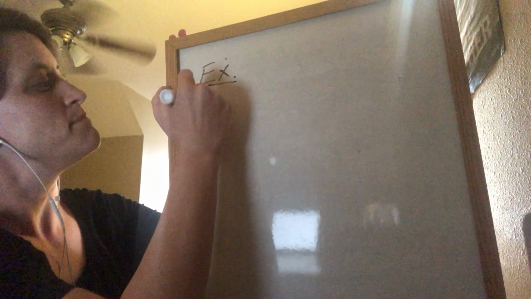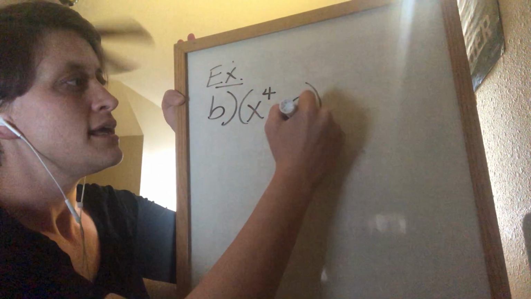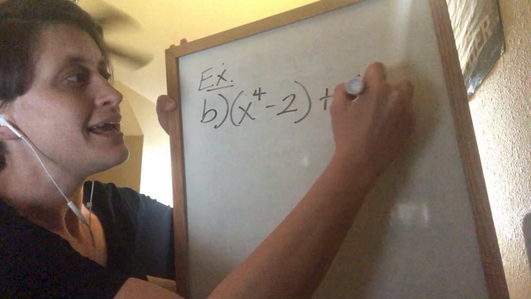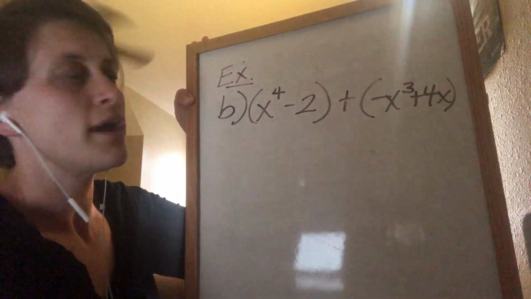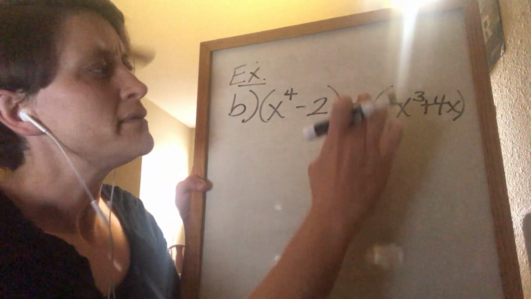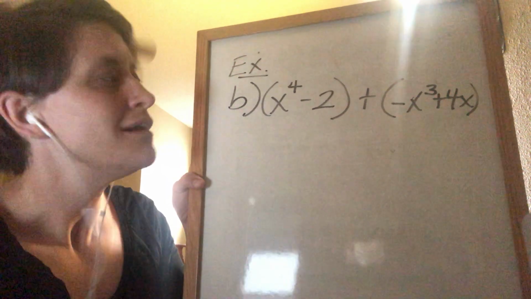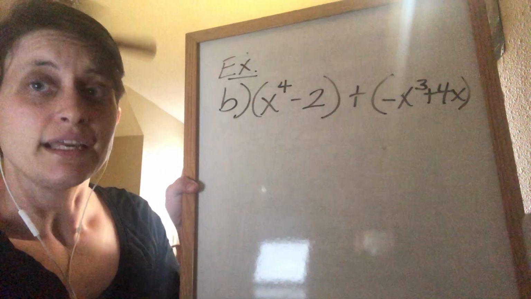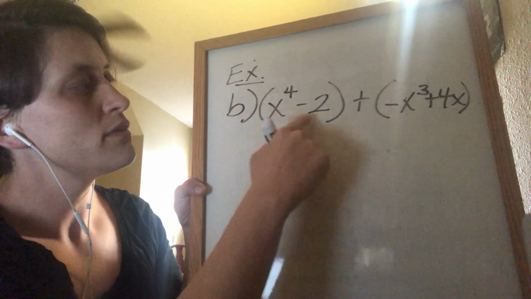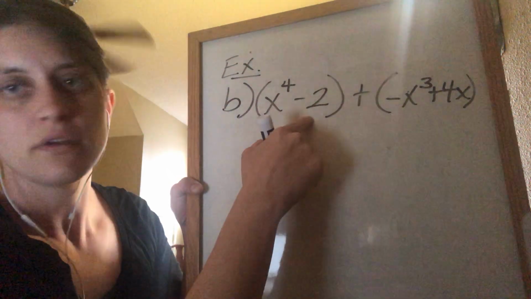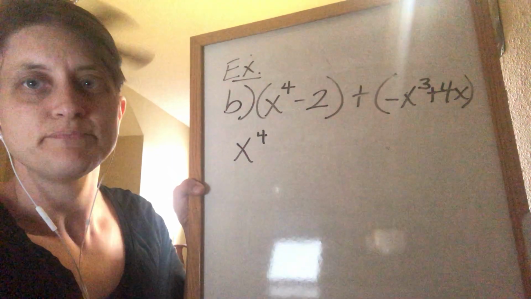Okay, so this will be part B. And in this one, we have an x to the 4th minus 2, and we want to add it to negative x cubed plus 4x. There we go. So just like before, we're on a hunt for like terms. So let's go term by term and see what's alike. Well, this first one is an x to the 4th. Do you see any other x to the 4ths here? I don't. So x to the 4th stays like it is.